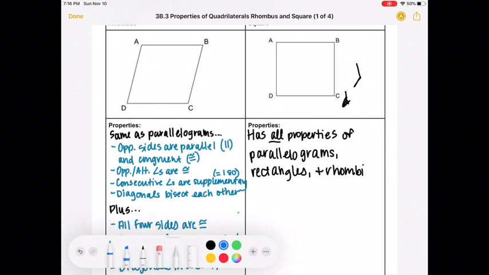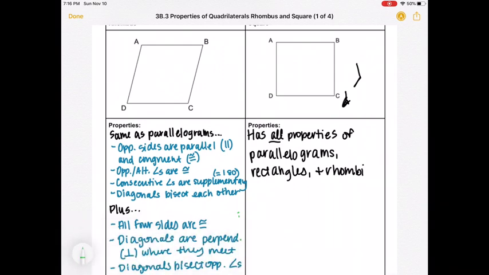Okay, so we have 3B.3 today. Here are all the properties. I would pause this right now and copy those down because while I'm writing, the bottom section will be covered up. So we'll start with parallel sides.